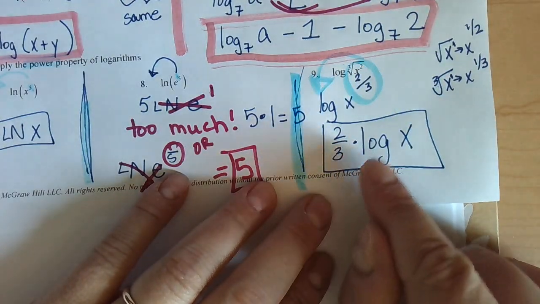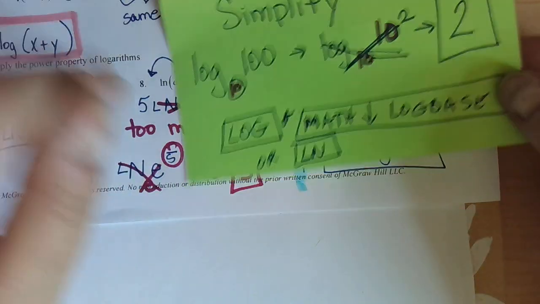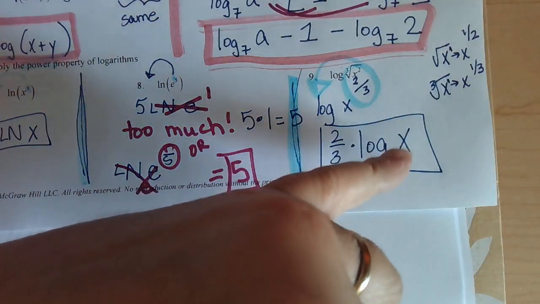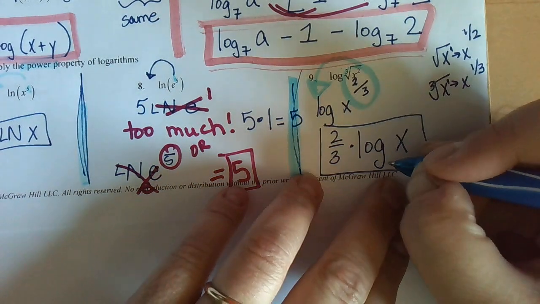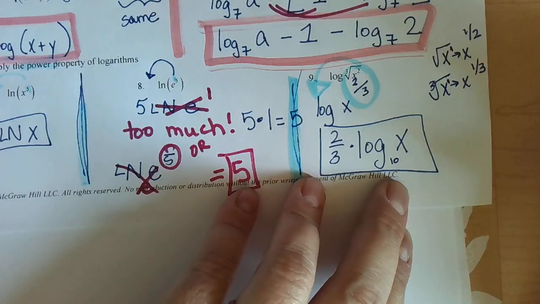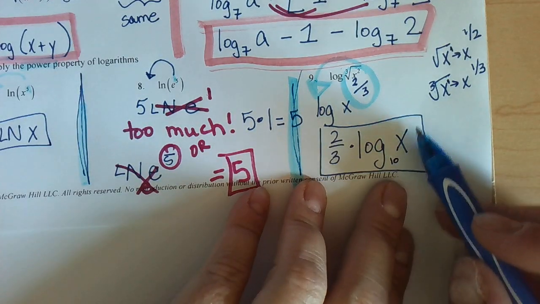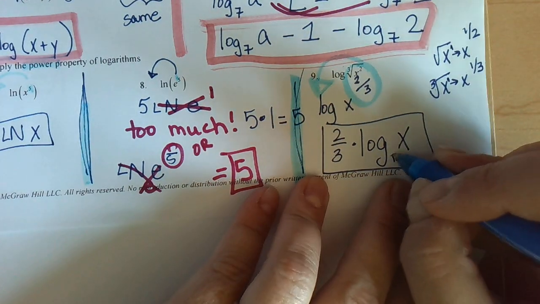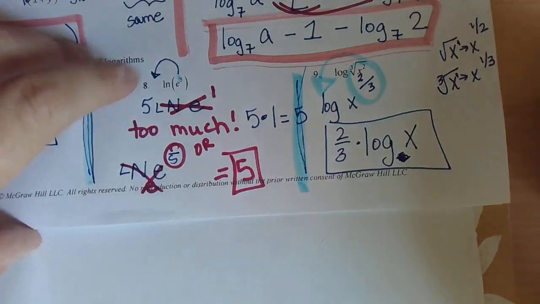And we cannot simplify, because this log has a little pretend 10, remember? Yeah, and 10 and the x won't cancel out. And since it's a pretend 10, you don't have to write it in your homework.